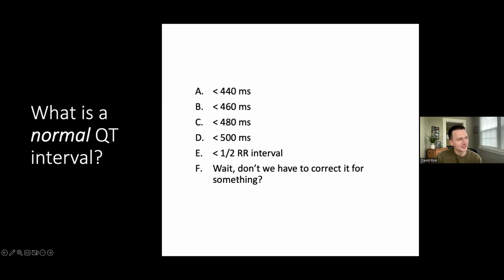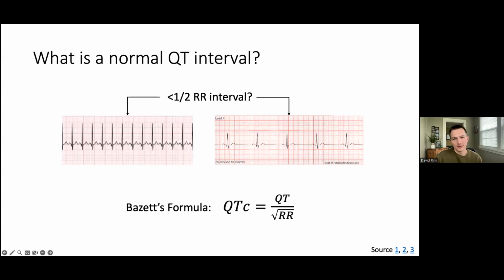Again, a fair bit of variation there, most people favoring the correction. So we'll talk about that a little bit. Many of you have probably heard the heuristic of less than one half the RR interval. I think it's important to know that this is only something you can use in the setting of a normal heart rate. Because if we use this technique, then tachycardia will inherently make the QT interval appear falsely prolonged, and bradycardia makes it appear falsely shortened, as you can see here.